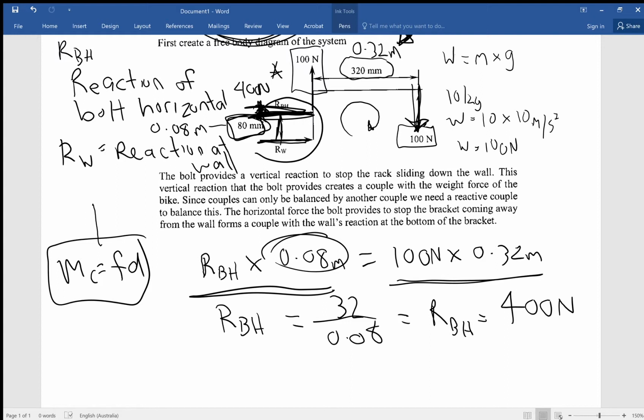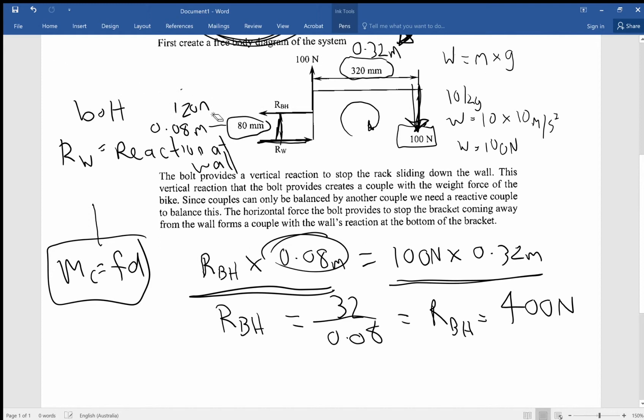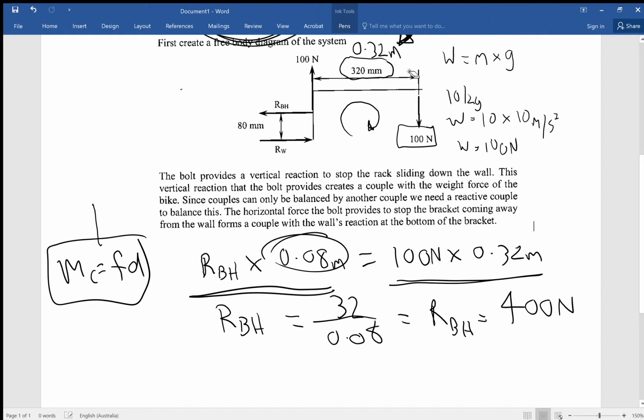So I'm just going to rub out here so that we can explain how that reaction at the bolt works. So we'll just grab a rubber and we'll just rub out all of this business here, and we'll just make it a little bit clearer as to what's going on. Okay, so we've established we have 100 newtons going up, and we have coming this way 400 newtons into the wall. And they're asking for the reaction at the bolt.